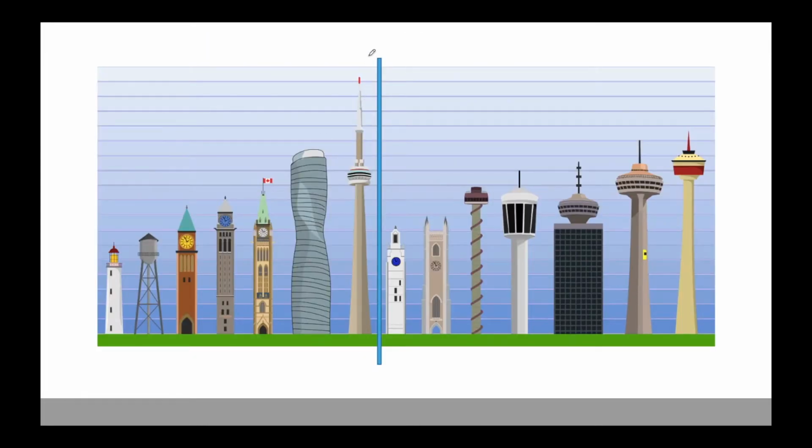So if we divide the towers through this blue line, we can see that the towers on the left are sorted from shortest to tallest, and the towers on the right are also sorted from shortest to tallest.